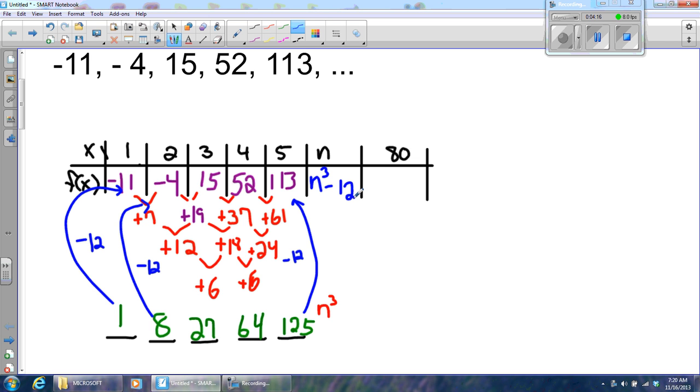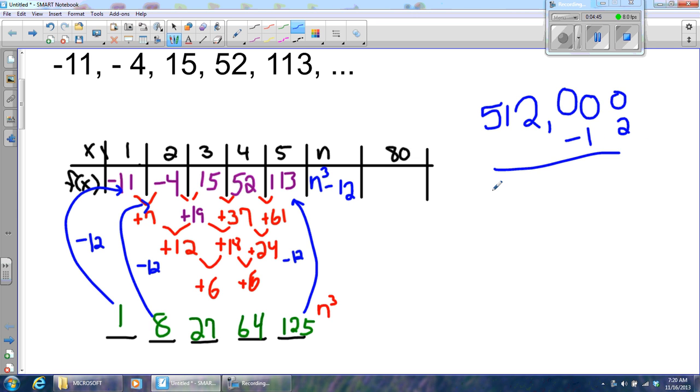Now to figure out the 80th term, I'm going to have to raise 80 to the third power. Well, let me see. I think 8 to the third power off the top of my head is 512. So 80 to the third power would be 512 and then 3 zeros, because I'd have to multiply each of those 8s that I cubed by 10, 10, 10, and 10. And then I have to take away 12 from that.